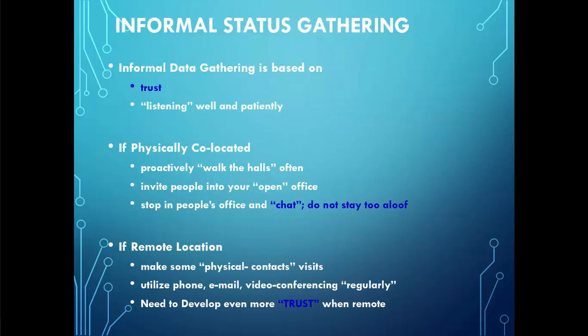Informal data gathering is built on trust and the ability to patiently listen to other people, whether physically or remotely, through email, phone, chatting, or physical visits to other locations like remote locations. Informal data collection needs trust in the resource providing the information.